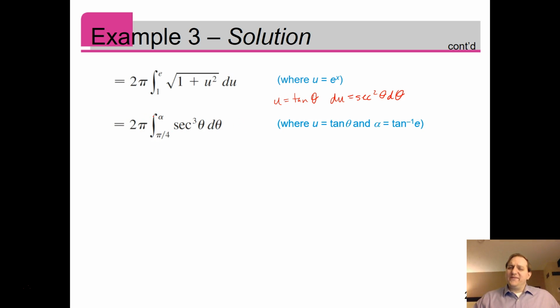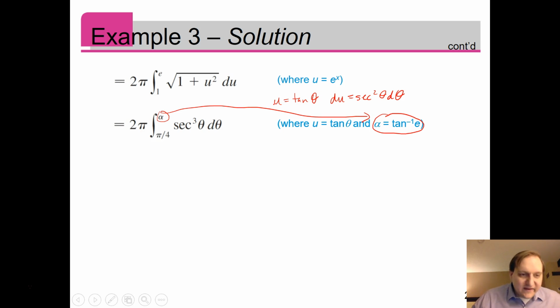When u equals e, I don't know the arctangent of e, so I'm just going to call it alpha. They call alpha the arctangent of e. So that's where this alpha comes from. This is a common technique when you make a u substitution and you get some value that you don't know: I'm just going to let it be whatever it is.